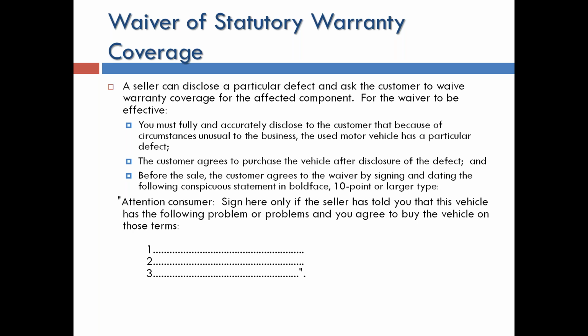And again, that waiver, just like the previous statement, has to be boldface, 10-point or larger type, sign and date it. So you've got that statement: Attention, sign here only if the seller told you the vehicle has the following problem or problems. You agree to buy the vehicle, have them sign and date it on that description. And that will exempt that component from warranty coverage.